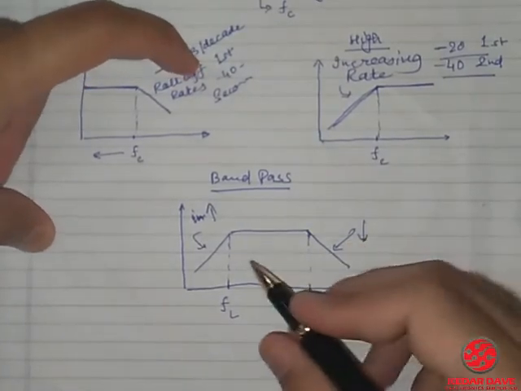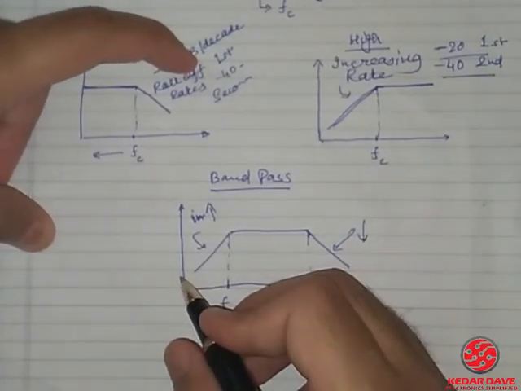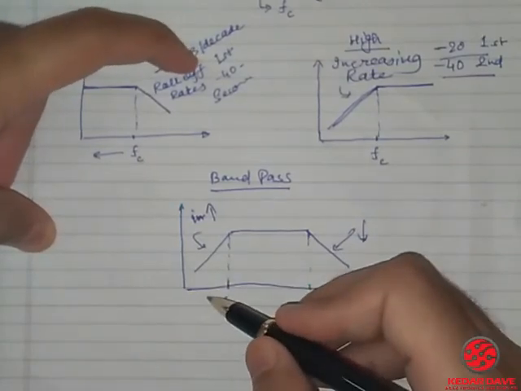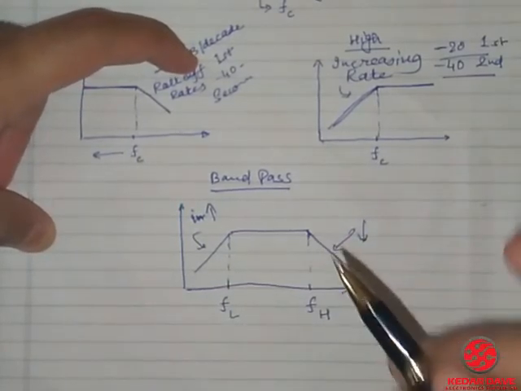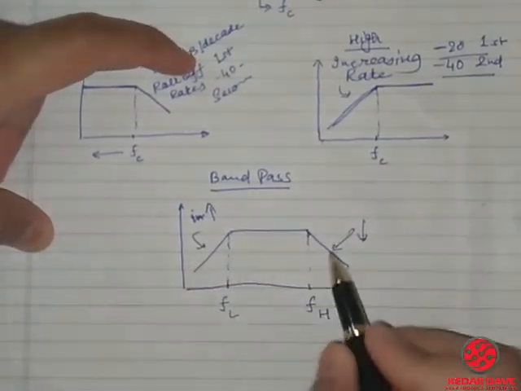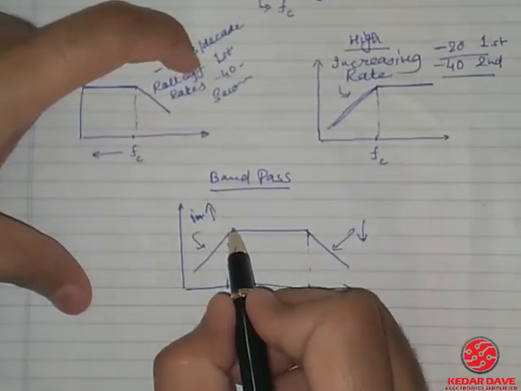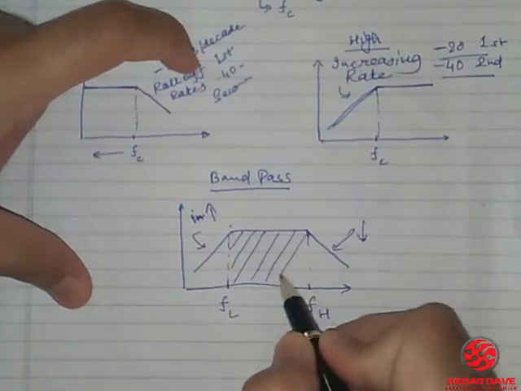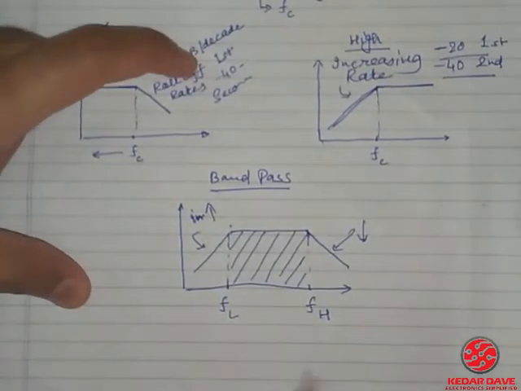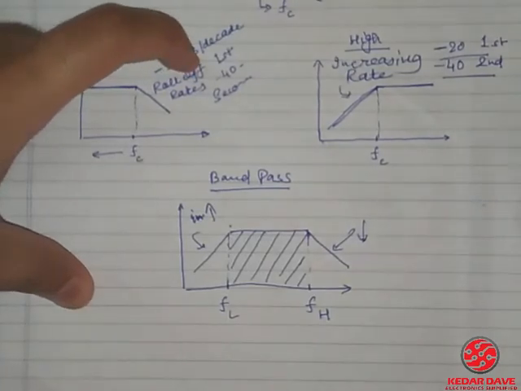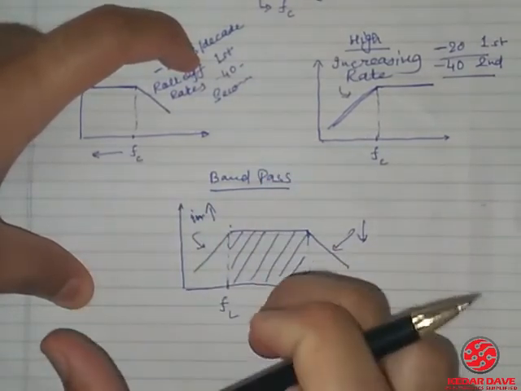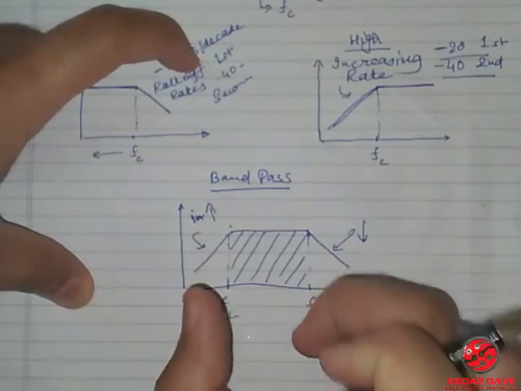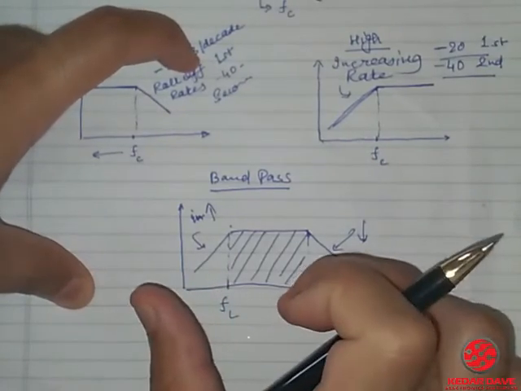So there will be two different roll off rates, but whatever the order of this particular filter, it will be allowing the frequencies, right? So this way it can be represented, and this much frequency which I am shading over here will be allowed through this filter, and the rest of the frequencies will be blocked, right? So this is called a band pass filter.